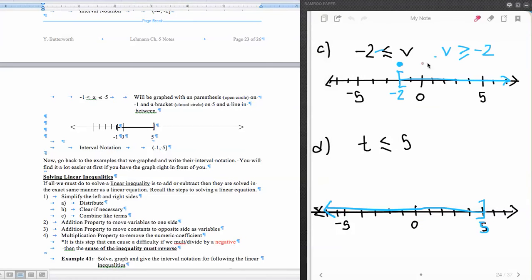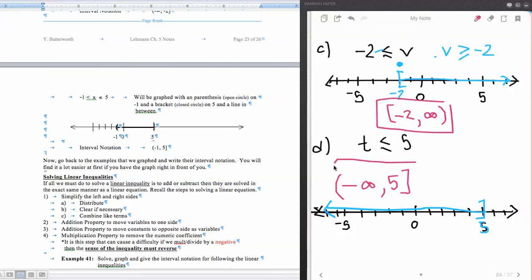All right, continuing on, part C here, where's the left? Well, on the left, we're at negative 2, and negative 2 is getting included, so we use the bracket, comma, and where does it go off to? Well, it goes off to infinity, and we can't ever capture infinity, so it gets the right parenthesis on it. Now in part D, on the left it's going off to negative infinity, and we can't ever capture that, so parenthesis around it. Where does it come up to? It comes up to positive 5 on the right. Positive 5 gets included, so we put a bracket around it, and there's our interval notation.